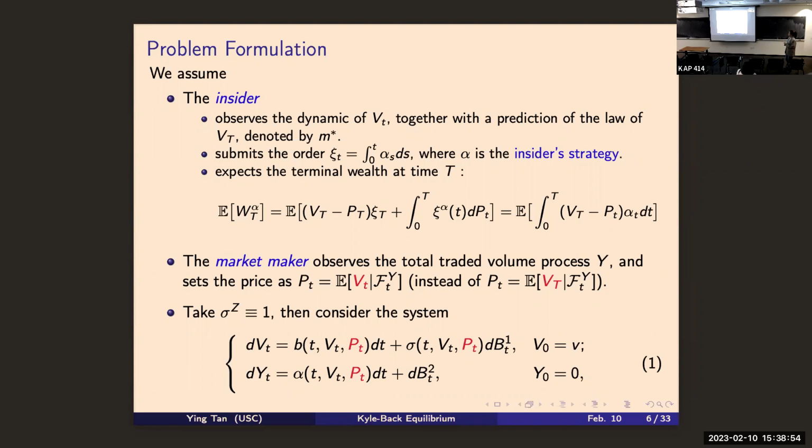From this model, it looks like the market maker observes V0, because it's deterministic. At time 0, P0 will be equal to V0. So that means the market maker knows V0. But later on, we are assuming the market maker does not observe VT. So practically, why later on can he not observe, but at time 0 he can observe V?